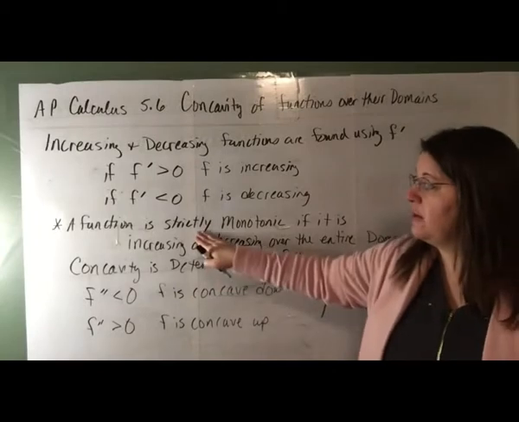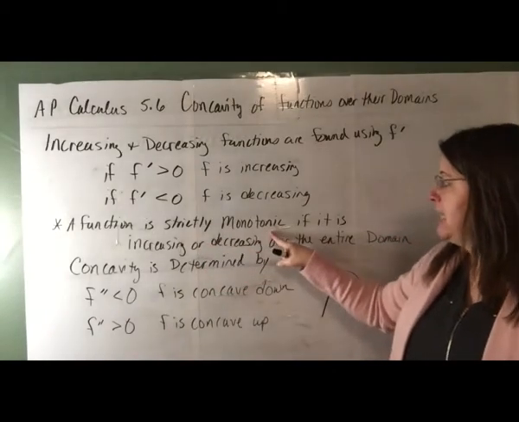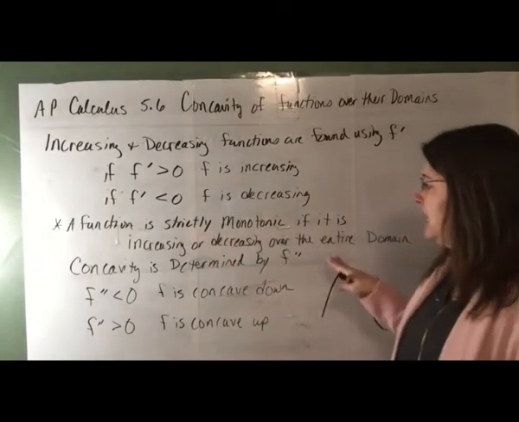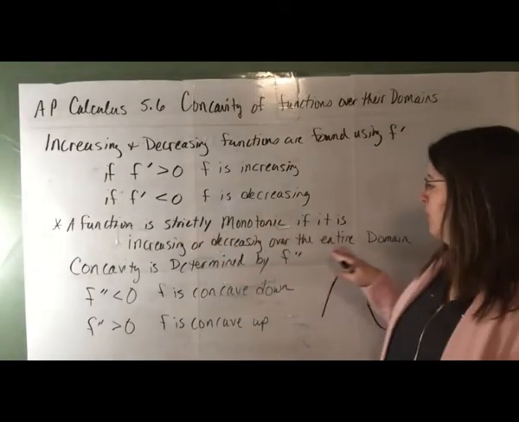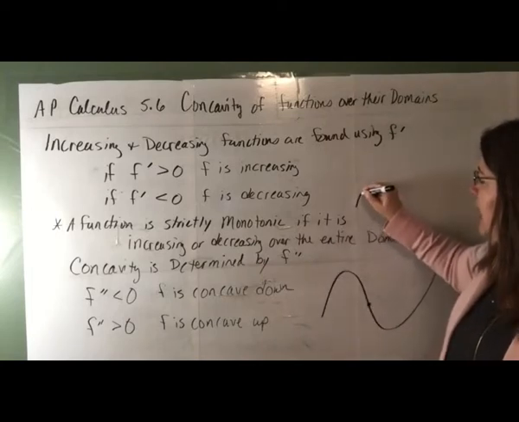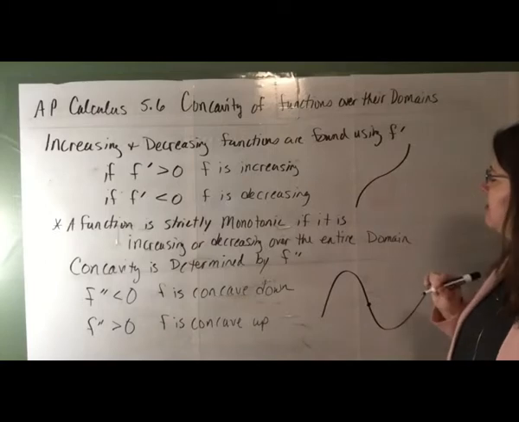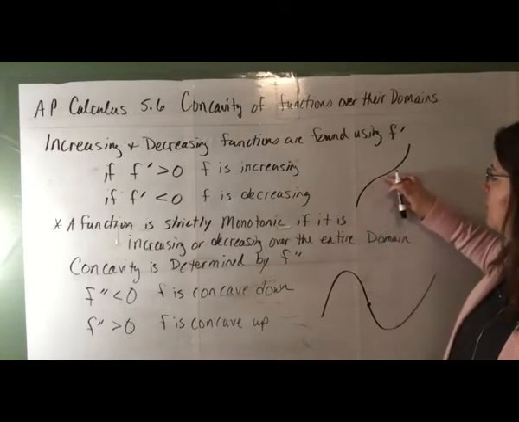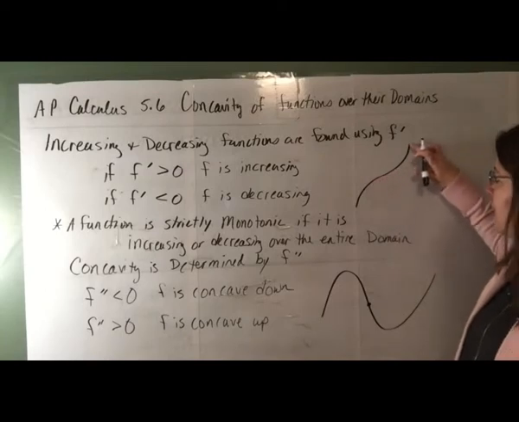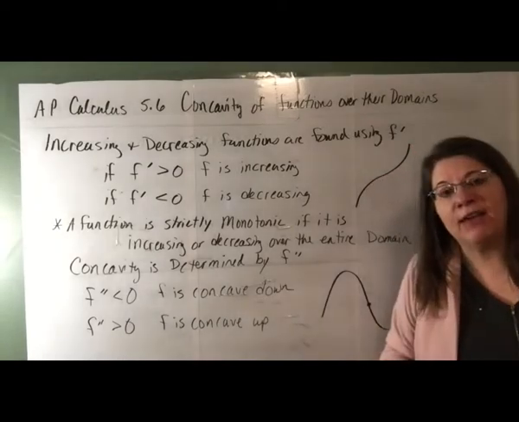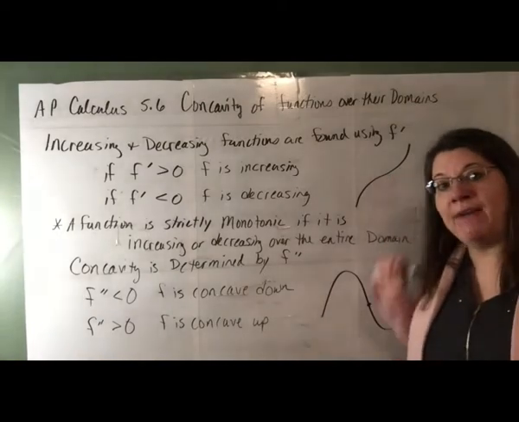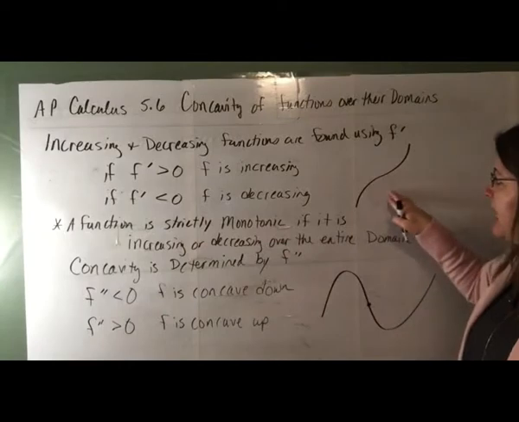Now, a function is understood to be strictly monotonic. This is just something that I didn't mention earlier, but it's strictly monotonic if it's increasing or decreasing over its entire domain. And that can happen. You can have points of inflection when that happens. You might have something like this, where the function is continually increasing, but you can see it's concave down here and concave up here. So you do not necessarily have to have maximums and minimums in order to have a point of inflection or a concavity change. So I wanted to make sure I pointed that out.